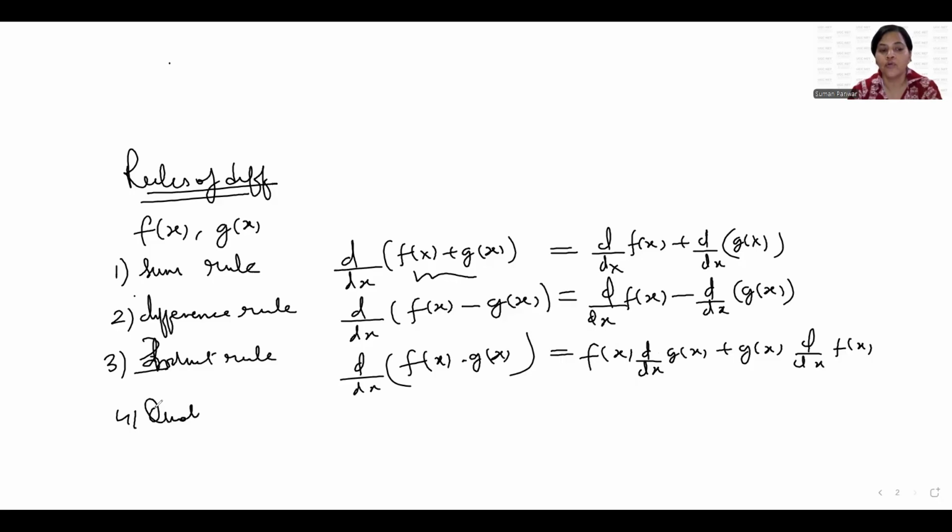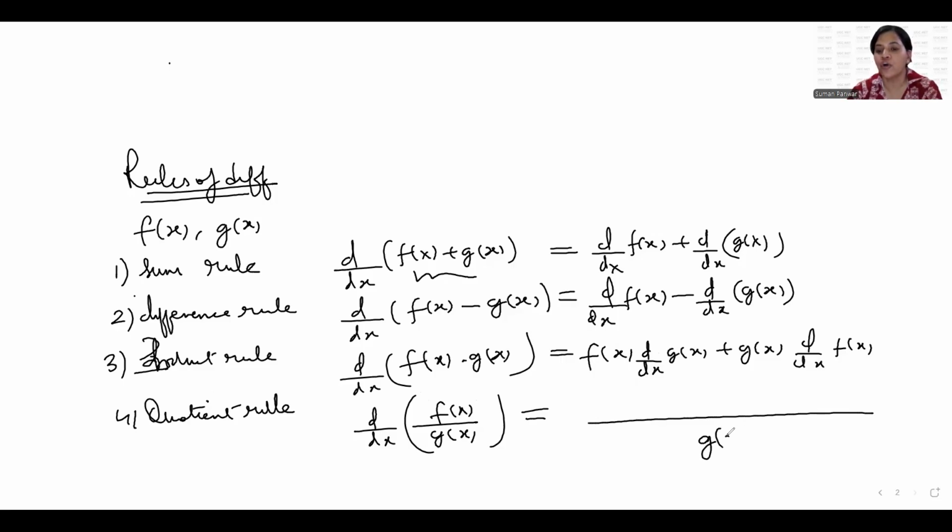Number 4, quotient rule. What is quotient rule of derivative? d by dx of quotient of two functions. So what are those two functions? fx and gx. So d by dx of fx upon gx is, in the denominator you have to write gx whole square. Then numerator gx d by dx of fx minus fx d by dx of gx.